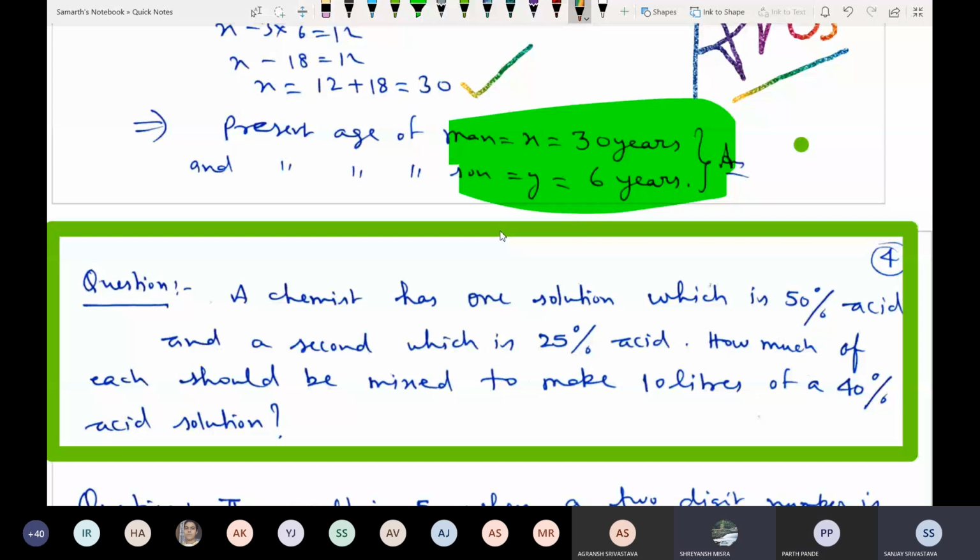Now, Agransh, you will proceed like this. Suppose x liters of 50%.